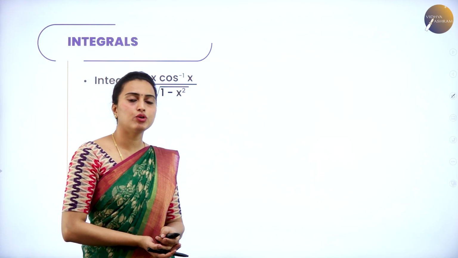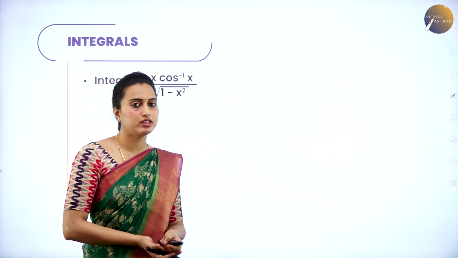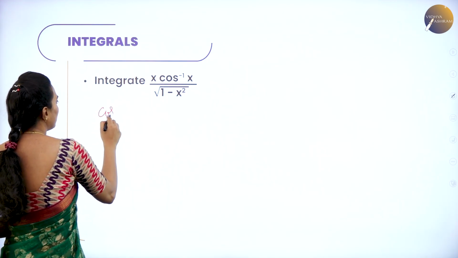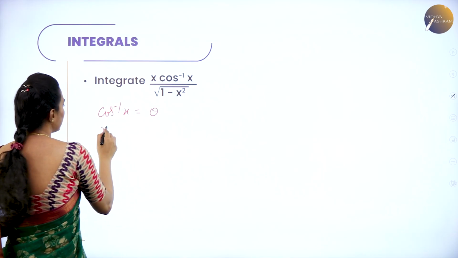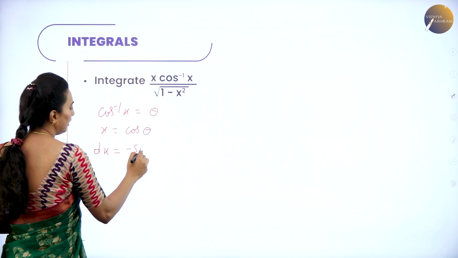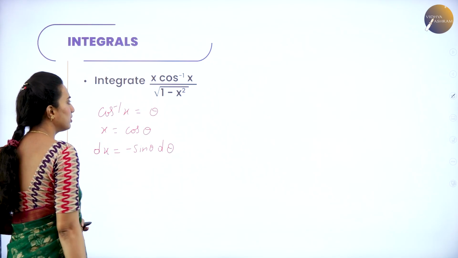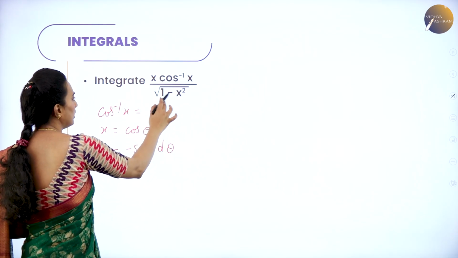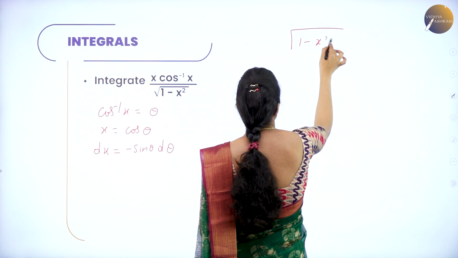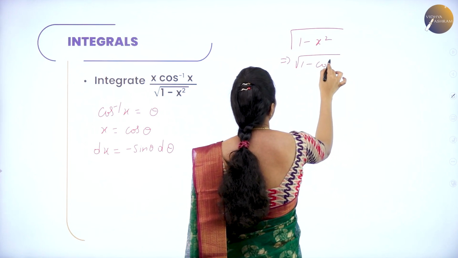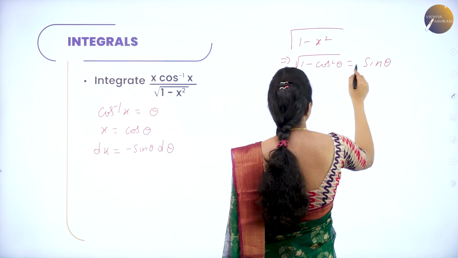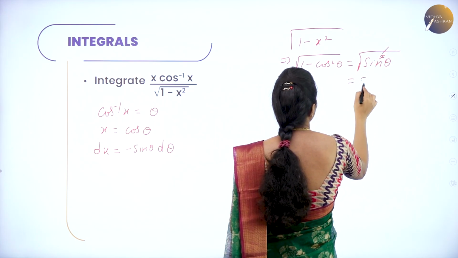What they've asked is integral of x into cos inverse of x divided by under the root of 1 minus x squared. Now here let me substitute cos inverse x is equal to theta. So if cos inverse of x is equal to theta, x will be equal to cos theta, right? dx will be equal to, differentiating, minus sin theta into d theta. Now what happens to this? If I substitute x is equal to cos theta, 1 minus cos squared theta will become sin squared theta. So under the root of 1 minus x squared, which implies under the root of 1 minus cos squared theta, which implies sin theta, right?